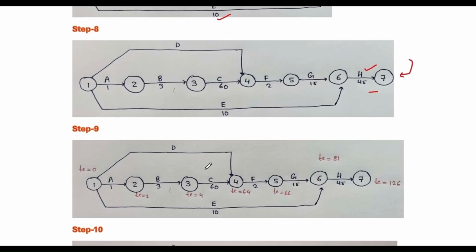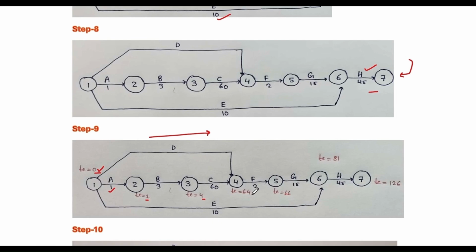Now we need to calculate the earliest time. We always move from left to right to calculate the earliest time. Node 1 always starts from 0, so write 0. Node 2: 0 plus 1, so node 2 is 1. Node 3: 1 plus 3, that is 4. Node 4: 60 plus 4, 64. Whenever two paths meet, we take the larger value. So the earliest time of node 4 will be 64.